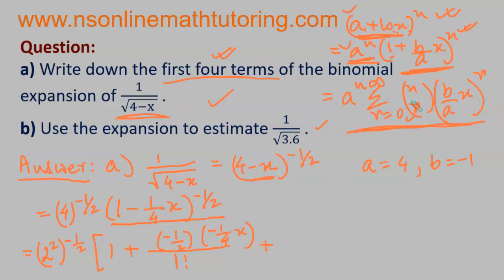Third term, it is in nC2, therefore the denominator is 2 factorial, and since r value is equal to 2, we will be having 2 factors in the numerator from this nCr. The first one will be n, which is equal to -12, and the second factor will be n minus 1, which is -12 -1, and then b over a times x whole raised to the power of 2. So it is -1 over 4 times x raised to the power of 2. This is the third term.